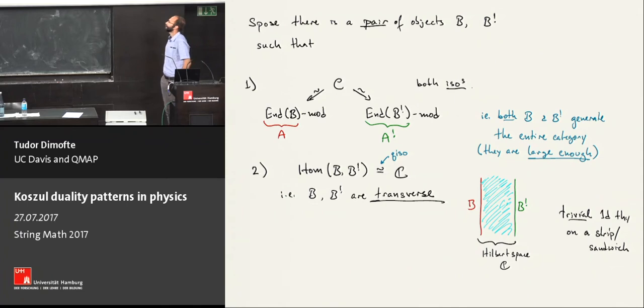The second condition that I'll ask for is that B and B shriek are transverse boundary conditions, in the sense that if we put a theory on a sandwich between these two special boundary conditions, we get something trivial. So in a topological theory, the width of the sandwich doesn't matter, and by trivial I mean in 2 dimensions that the Hilbert space is C.